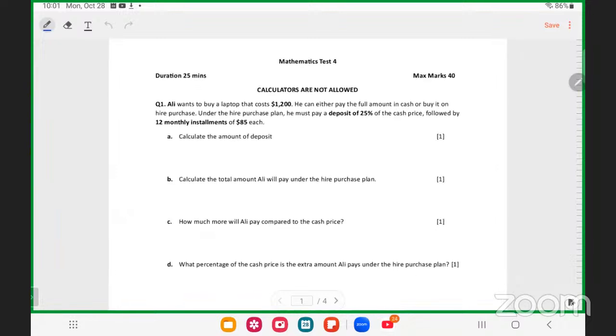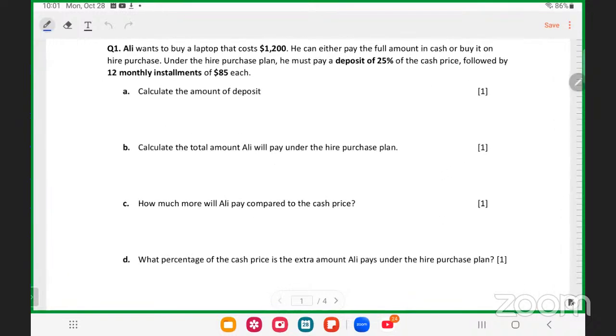So we will start solving this. Ali wants to buy a laptop that costs 1200. He can either pay the full amount in cash or buy it on hire purchase. Under the hire purchase plan, he must pay a deposit of 25% of the cash price, followed by 12 monthly installments of 85 each. Calculate the amount of deposit.